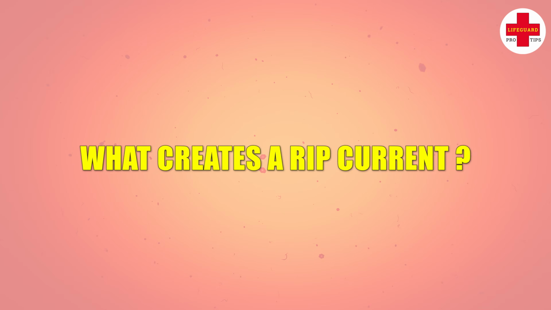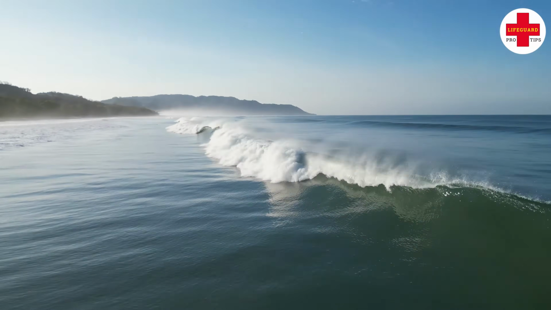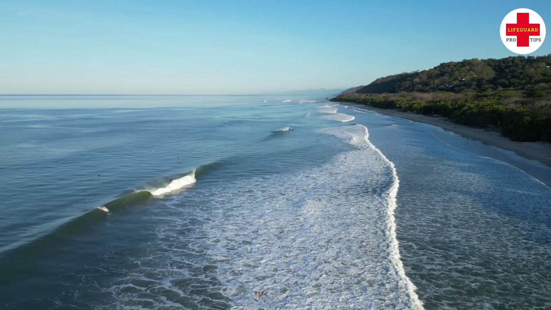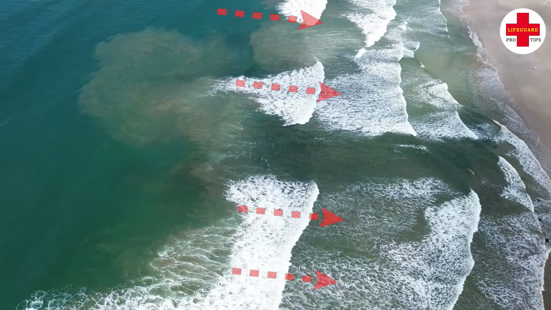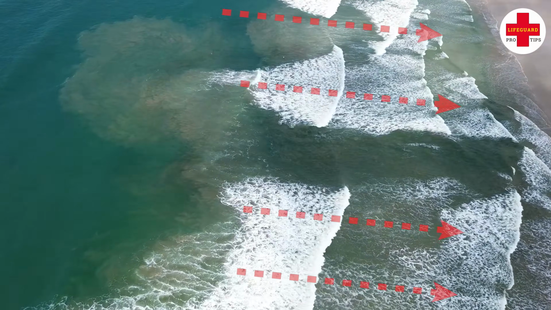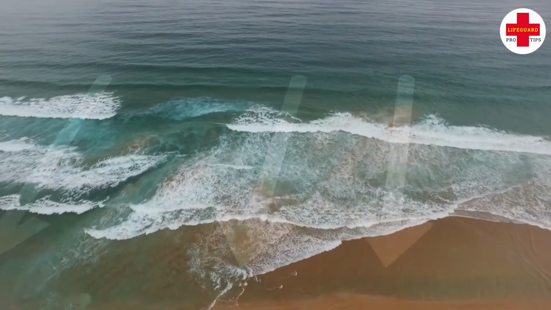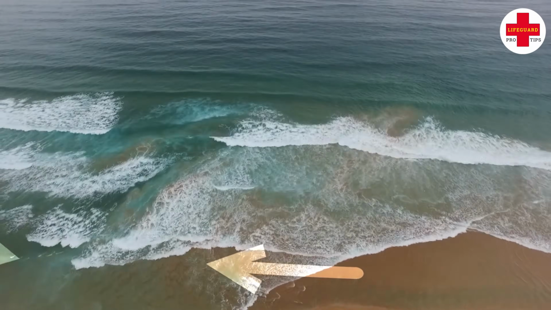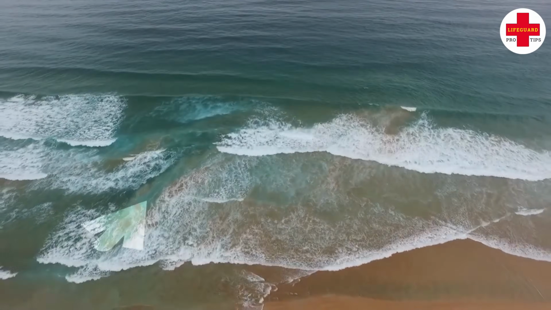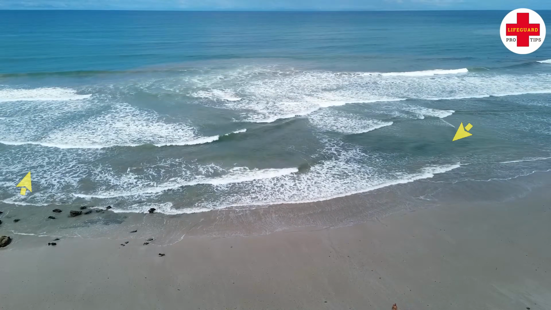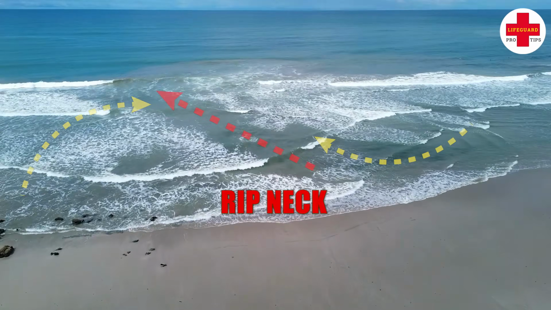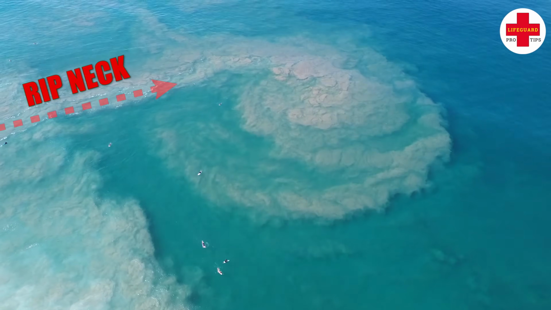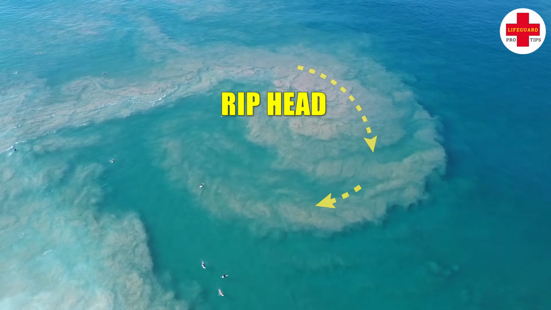What creates a rip current? When a wave approaches the shore, it starts to break as the water becomes shallower, typically at a depth of about 1.3 times the wave's height. This breaking releases a burst of energy, creating what we call onshore flow. It flows back out through the path of least resistance, often where waves break less. These return flows gather into narrow channels called feeder currents, which merge into the rip neck, a fast-moving jet that pulls water, sand, and swimmers offshore.